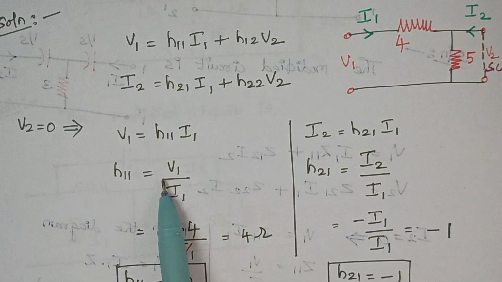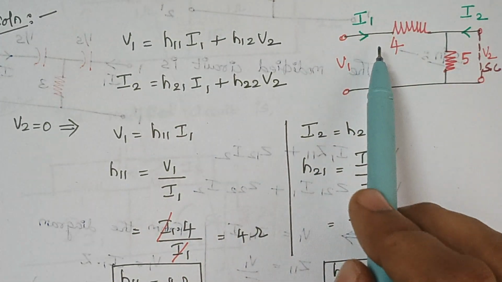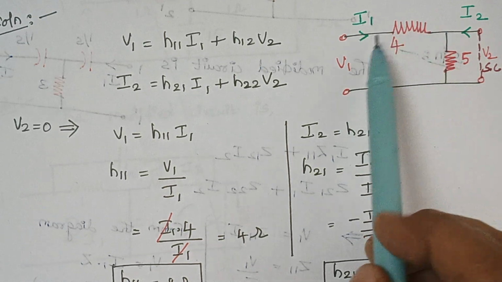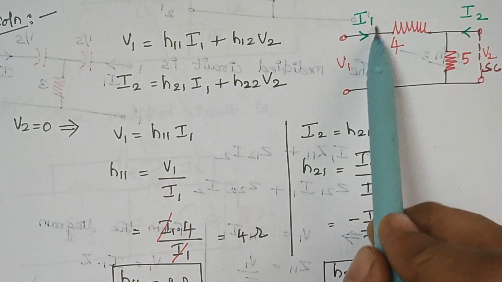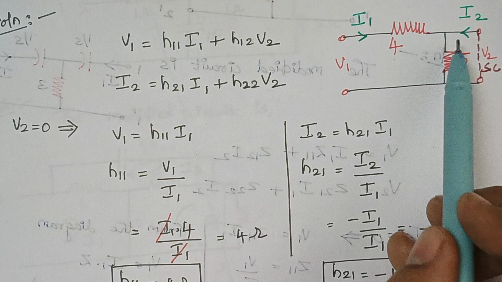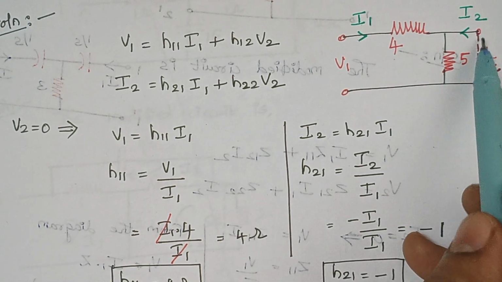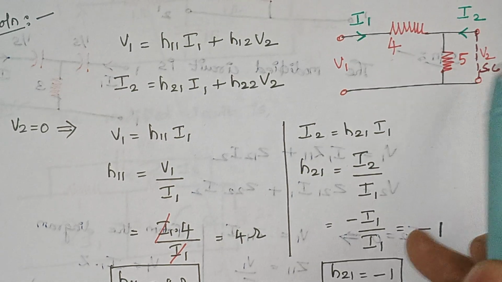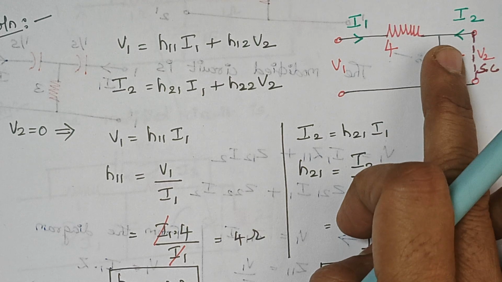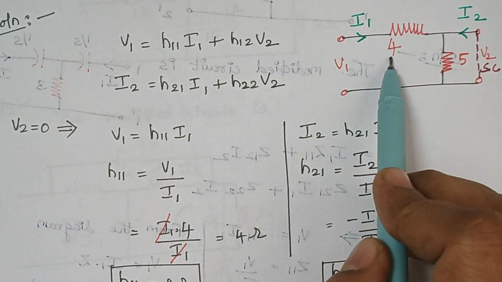So what is V1? What is the basic formula of V? V is given by I into R. What is the current that flows through this? I1. And what is the value of resistor? Here it is 4. We won't consider 5 because this 5 ohm is short circuited by this line. Therefore no current will flow through this 5 ohm, so the 5 ohm won't come into the picture. Therefore V1 is given by I1 into 4.